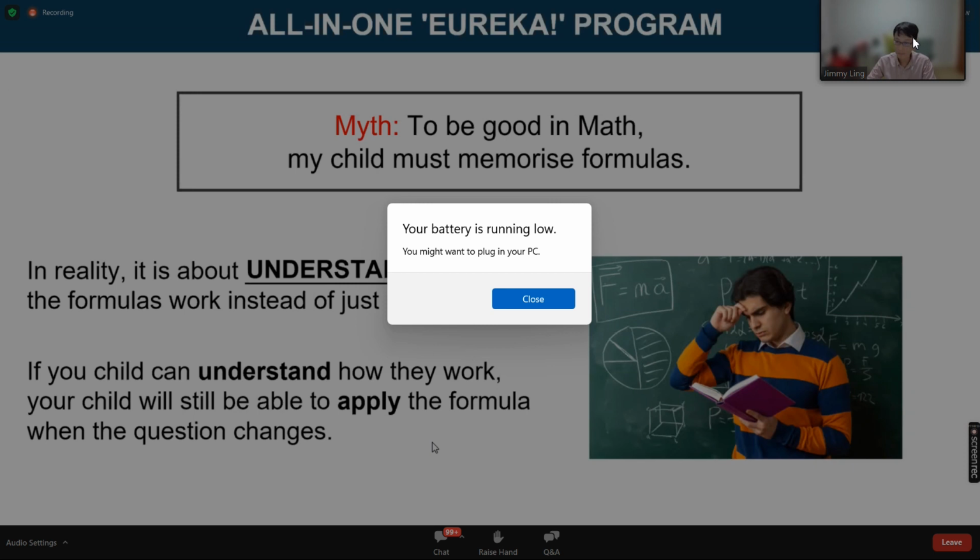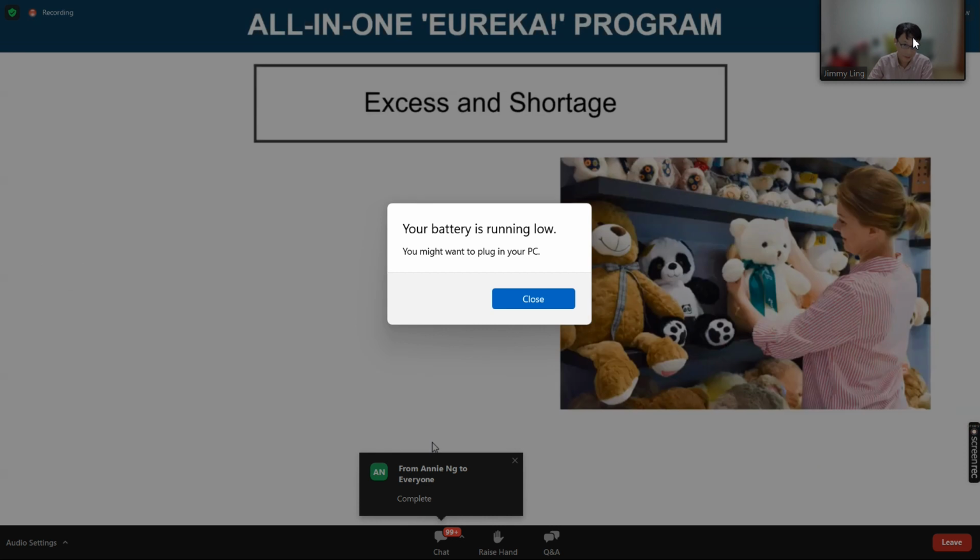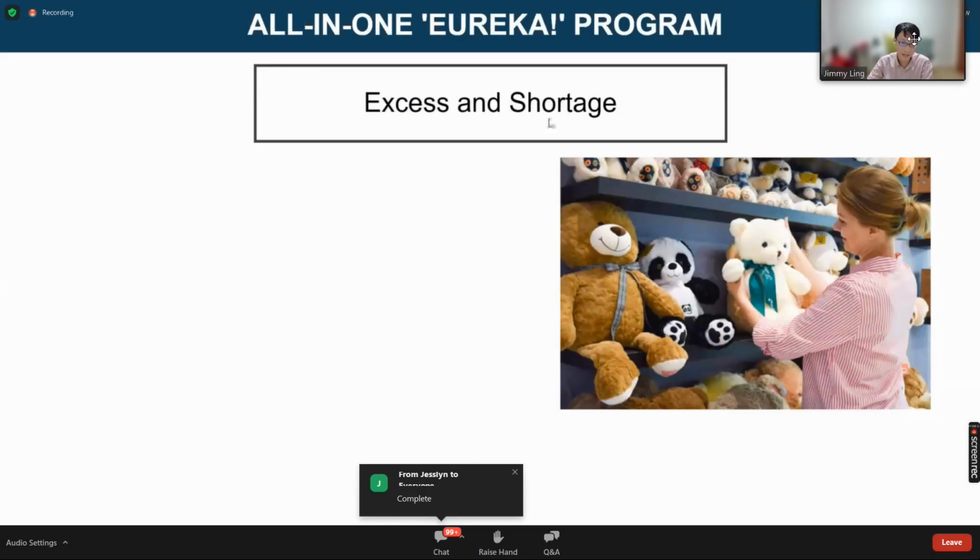So in order to overcome that, your child must have a full, complete understanding. Can you please type complete in the chat, everybody? Your child must have a full, complete understanding of the formulas in order to apply them effectively to solve maths questions. So with that, let's look at a very, very common exam question on excess and shortage.